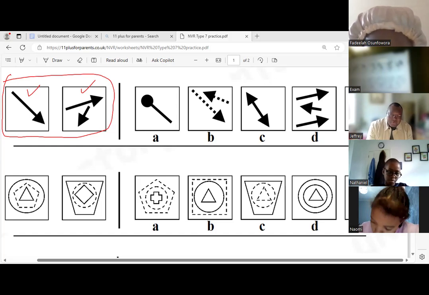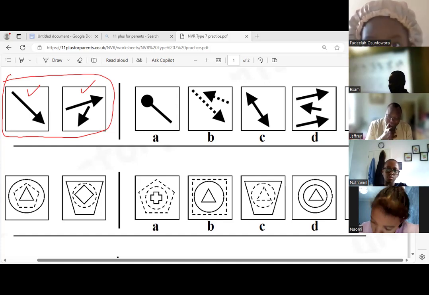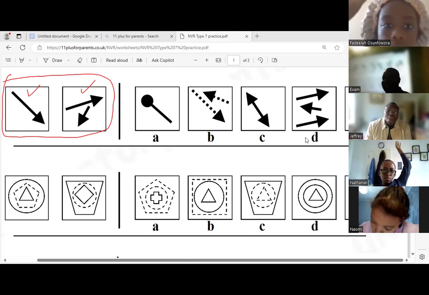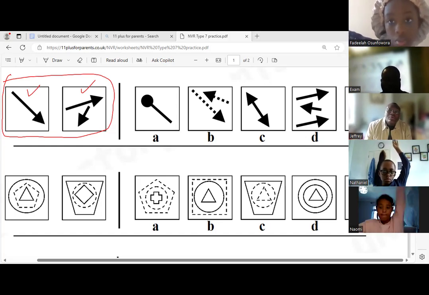Have you written them down? Yeah. Okay. So if you said shape, raise up your hand. If you wrote shape, raise up your hand as something they have in common.